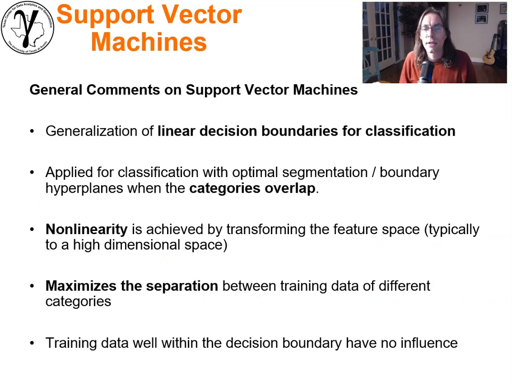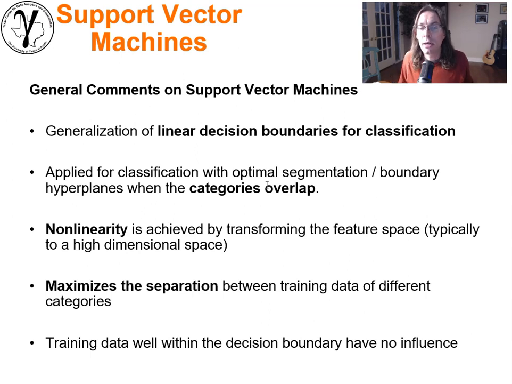Just some general comments about the approach of support vector machines. It's a generalization of the linear decision boundary for classification. We can apply it for classification, optimal segmentation, using boundary hyperplanes, specifically in cases where the categories overlap with each other, where we don't have a nice clean segmentation. That's exactly what support vector machines was designed to do very well with.